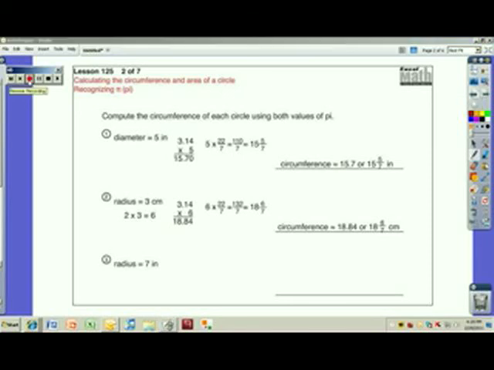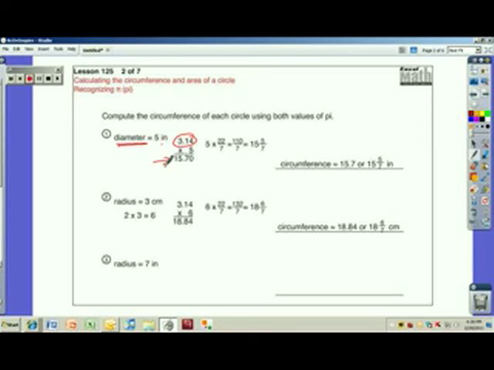So now let's try some of these problems to find the circumference. If they give you the diameter, which is 5 inches, you simply multiply that diameter times 3.14, which is the pi. 3.14 times 5 is 15.7.